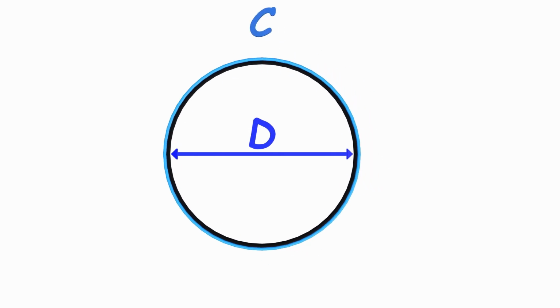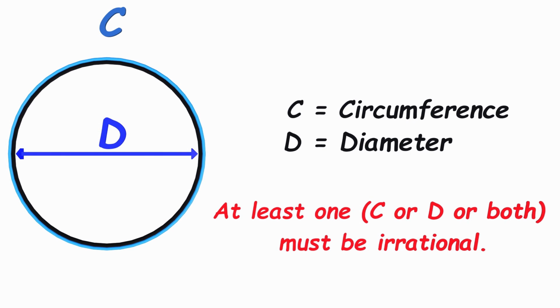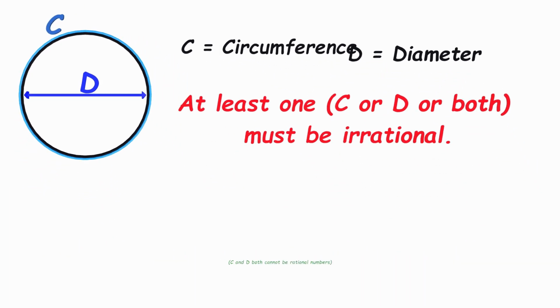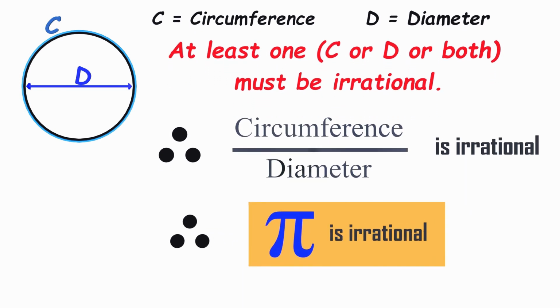When it comes to circles, there is another interesting fact that we must know. When we consider the diameter and circumference, either the diameter or the circumference, or sometimes both, must be irrational numbers. Both cannot be rational at the same time. When we divide an irrational number by a rational number, or vice versa, the result is always an irrational number. So because the ratio of circumference to diameter is an irrational number, pi itself is an irrational number.